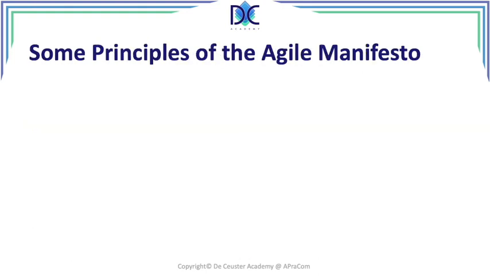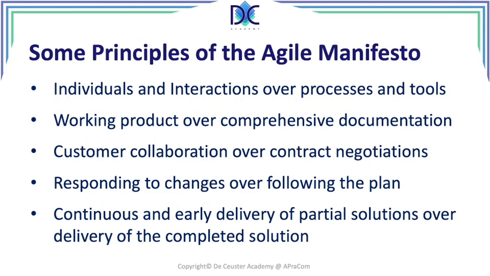We look at the principles that were introduced in Scrum and that were later integrated in the Agile Manifesto. We look at individuals and interactions over processes and tools, working product over comprehensive documentation, customer collaboration over contract negotiations, responding to changes over following the plan, and continuous and early delivery of partial solutions over delivery of the completed solution. So basically, this was it for this video.